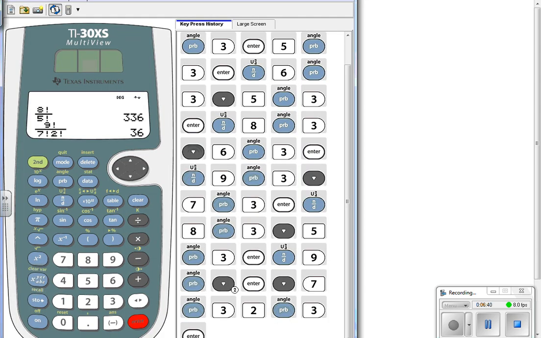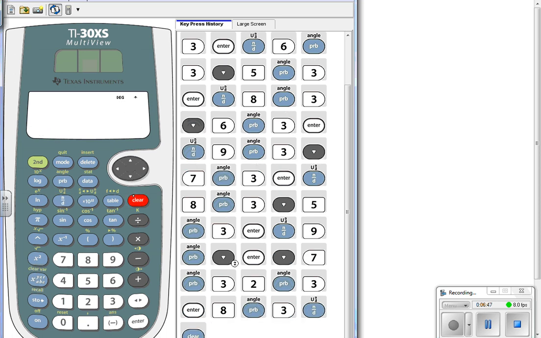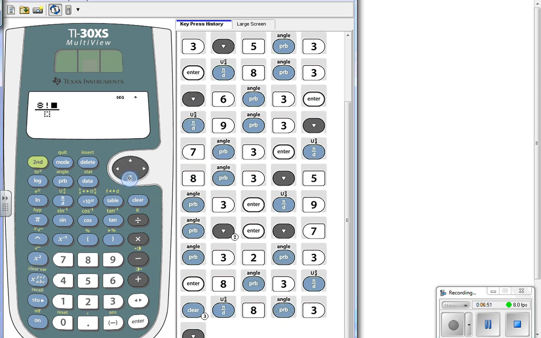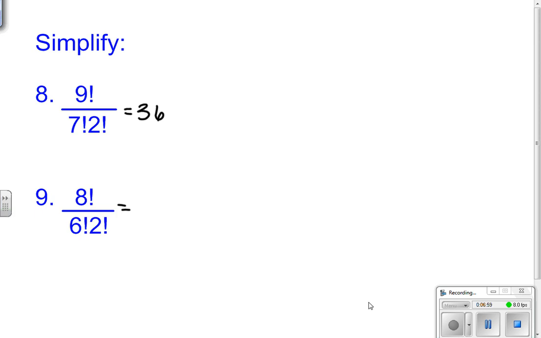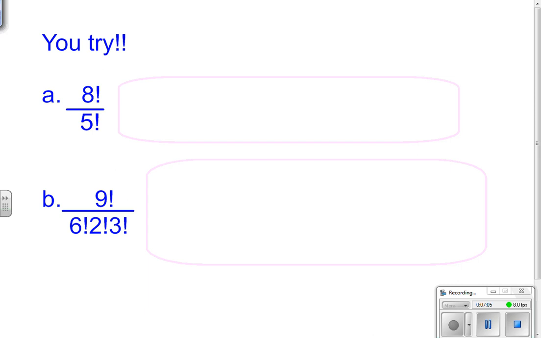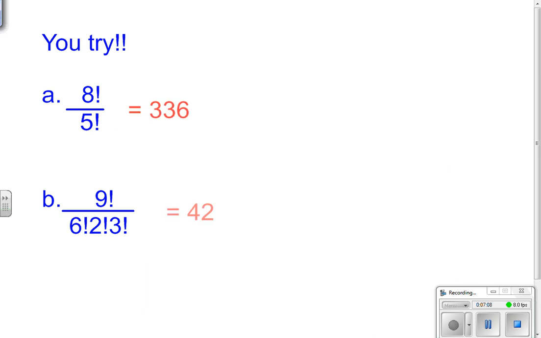All right, last one. 8 factorial on the top. You get 28. Don't be overwhelmed by the work. It's just the calculator stuff, so you do need a calculator to do it.